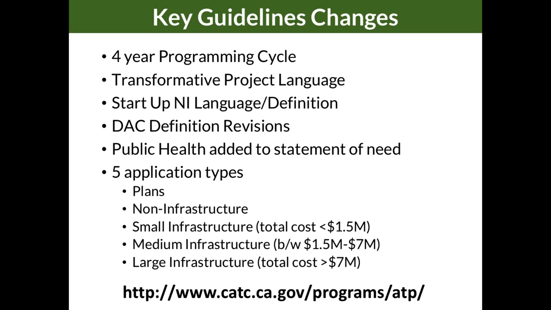The second option is to use CalEnviroScreen 3.0. CalEnviroScreen is a tool that was developed by Cal EPA to help identify disadvantaged communities for the Greenhouse Gas Reduction Fund. And so in the ATP, you are considered a disadvantaged community under this metric if you are within the top 25% of CalEnviroScreen. So that means that if your census tract that your project is serving has a score that is greater than or equal to 39.34.